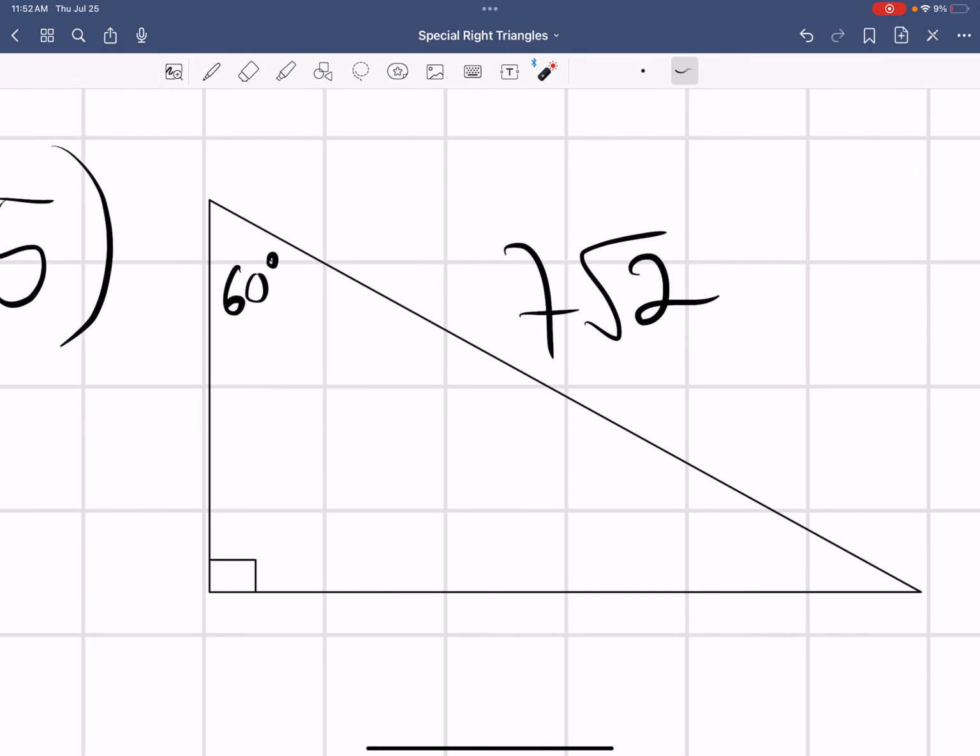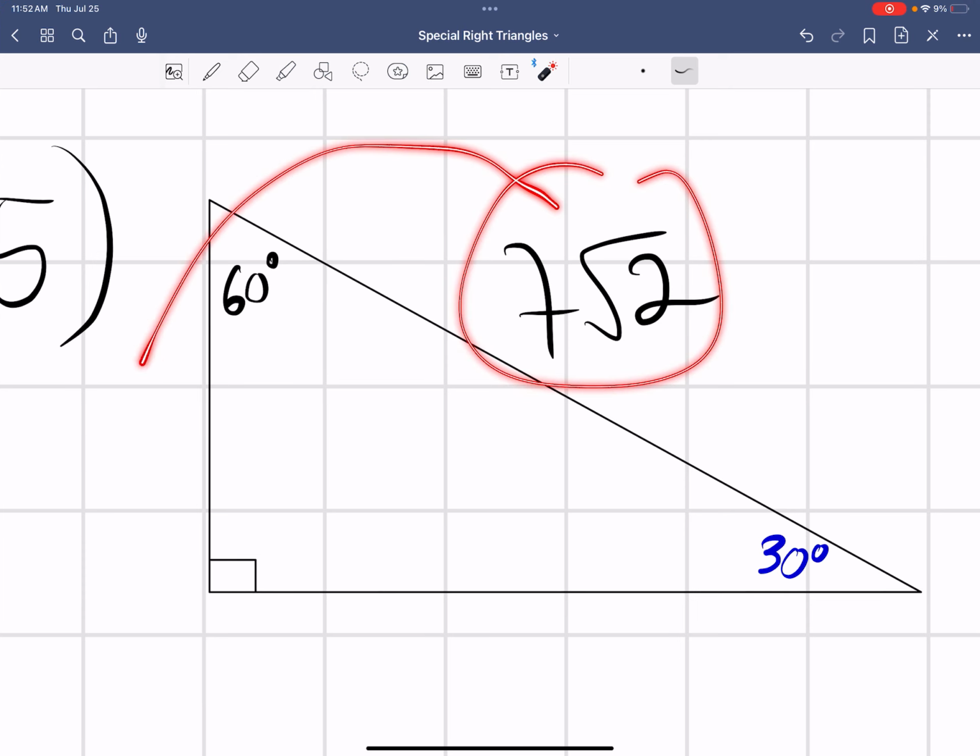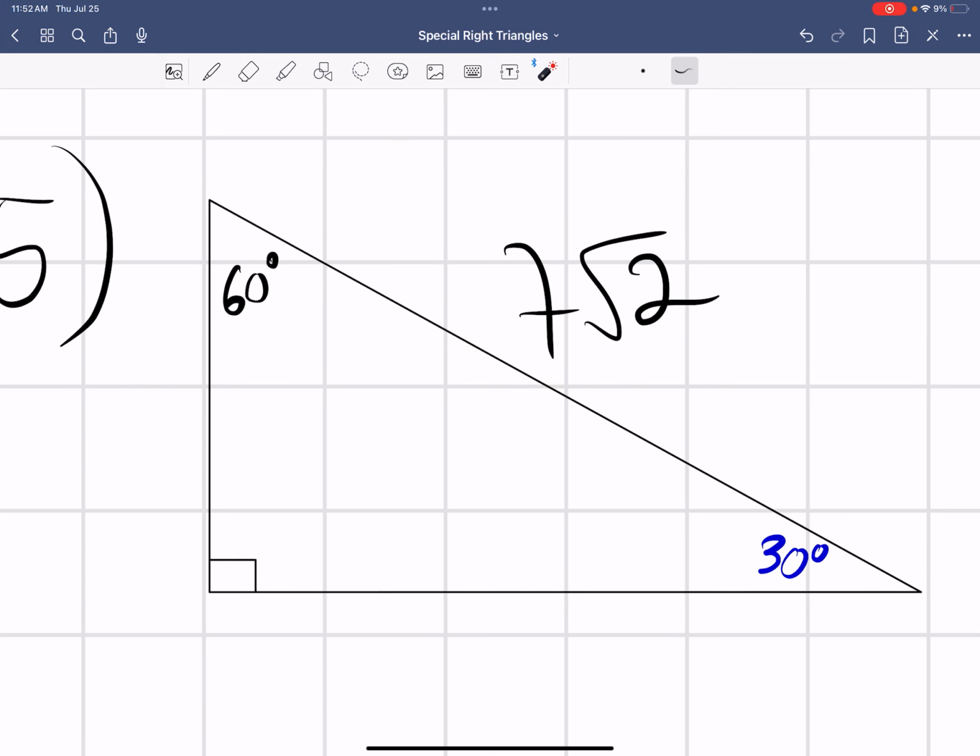One more of these 30, 60, 90 triangles. This missing angle is 30. To go from the hypotenuse to the short leg, we simply cut it in half. So that's going to be 7 root 2 over 2. Can't simplify that fraction, so we'll leave it.